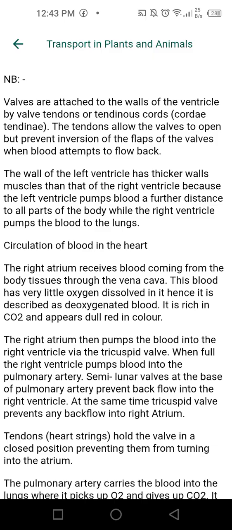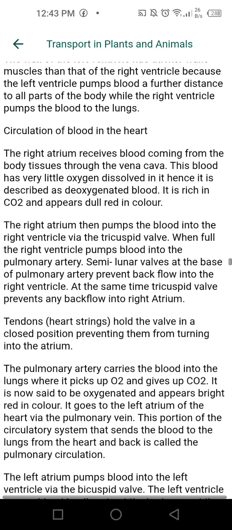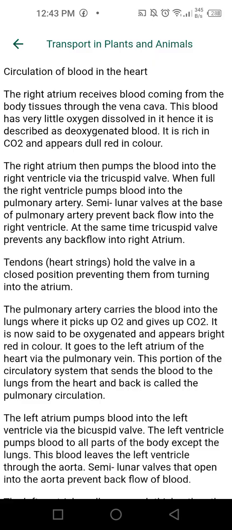The right atrium then pumps the blood into the right ventricle via the tricuspid valve. When full, the right ventricle pumps blood into the pulmonary artery. Semi-lunar valves at the base of the pulmonary artery prevent backflow into the right ventricle. At the same time, the tricuspid valve prevents any backflow into the right atrium. Tendons, heart strings, hold the valve in a closed position, preventing it from turning into the atrium.